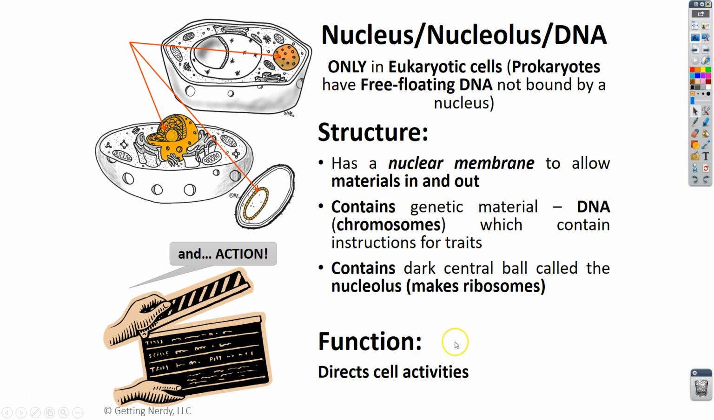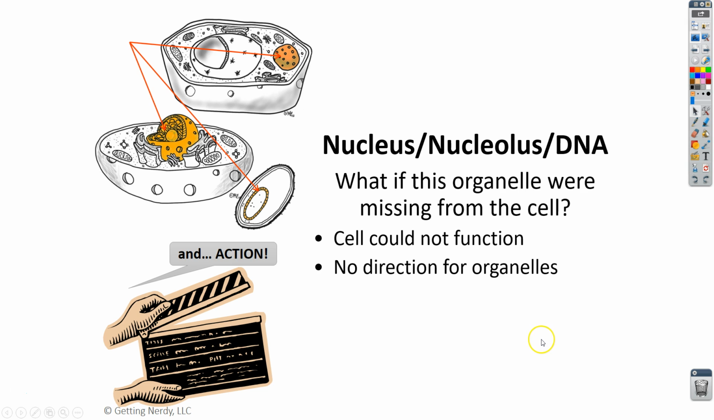The function of the nucleus is to direct the cell activities. So really, the nucleus, nucleolus, and DNA together will help direct cell activities. If you didn't have it, the cell just would not function at all. There'd be no direction for the organelles, and that would not be good.